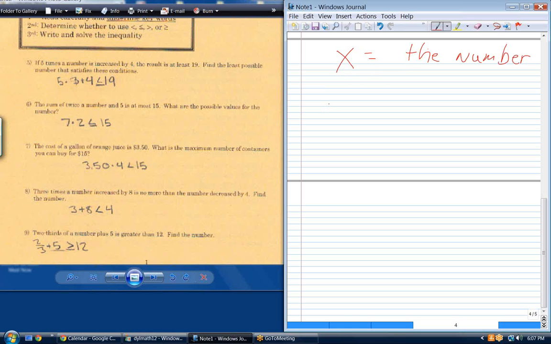So give me an equation that I can write with x in it. So you would do 2x plus 5 is greater than 15? Or less than. At most 15. Or less than or equal to 15. Okay? And you've got the correct answer. What are the possible values for the number?